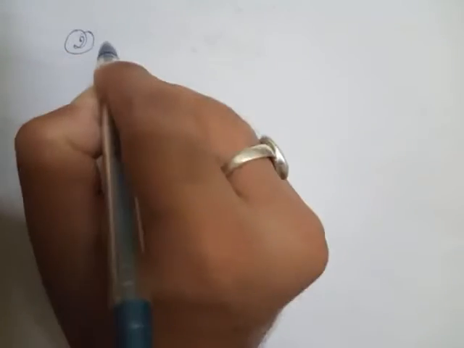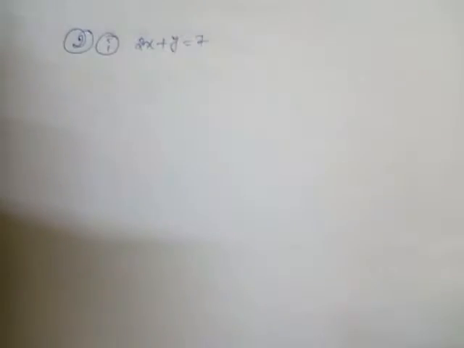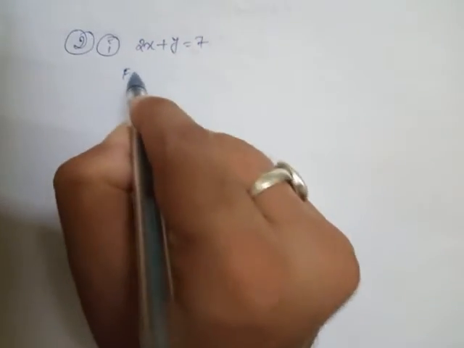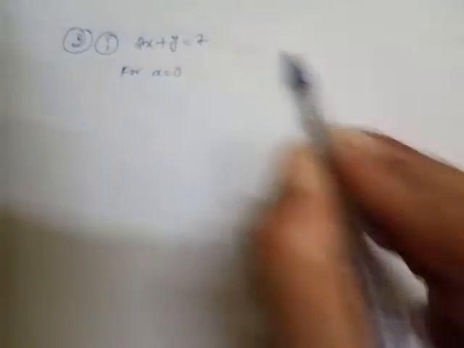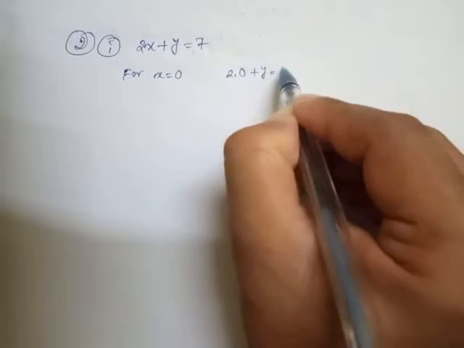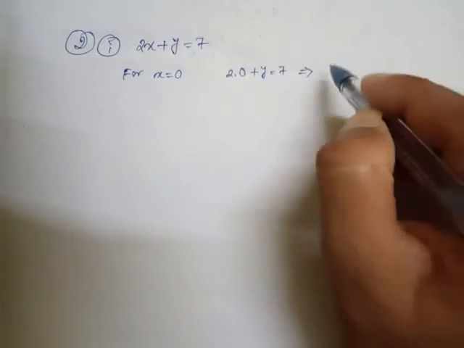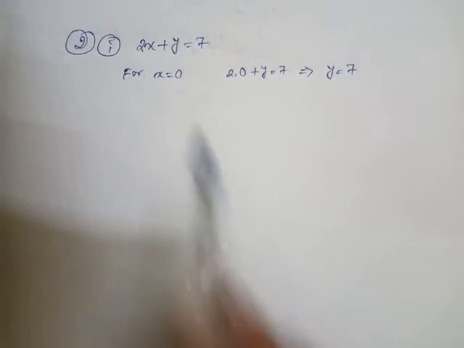Question number 2, Roman 1, we need to find the 4 different solutions. So 2x plus y equal to 7. This is the given question. Now look, 4 different. For x equal to 0, what will the answer be? Look here now, 2 into 0 plus y equal to 7. This will be 0, which implies y equal to 7 for the first one, which means x equal to 0.